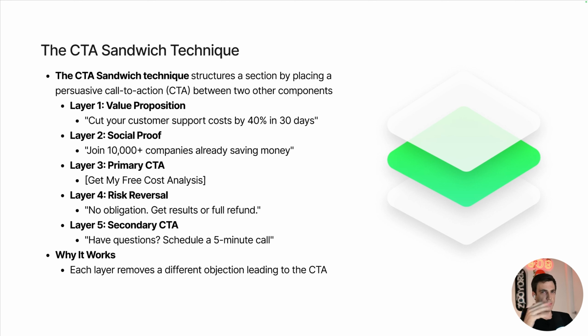Layer 4 would be risk reversal, so no obligation, get results, or full refund. And layer 5, secondary call to action: have questions, schedule a 5-minute call. You see how we're using that call to action formula stack to ensure that all the key areas are covered, but we're not putting everything within the button. We're spreading it out throughout the information. The reason why is that each layer removes a different objection leading to the call to action.